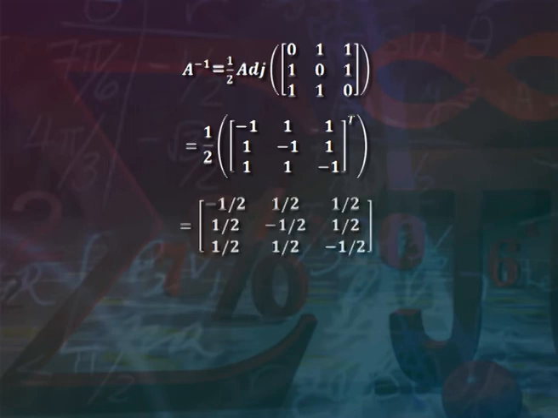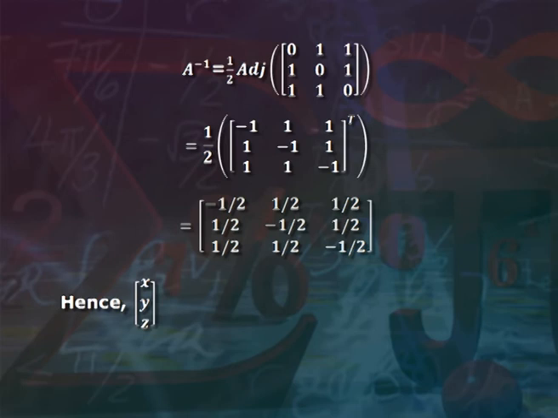The inverse is given by A inverse is equal to 1/2 adjoint of the matrix 0, 1, 1, 1, 0, 1, 1, 1, 0, which is same as 1/2 transpose of the matrix -1, 1, 1, 1, -1, 1, 1, 1, -1, which is equal to the matrix -1/2, 1/2, 1/2, 1/2, -1/2, 1/2, 1/2, 1/2, -1/2.